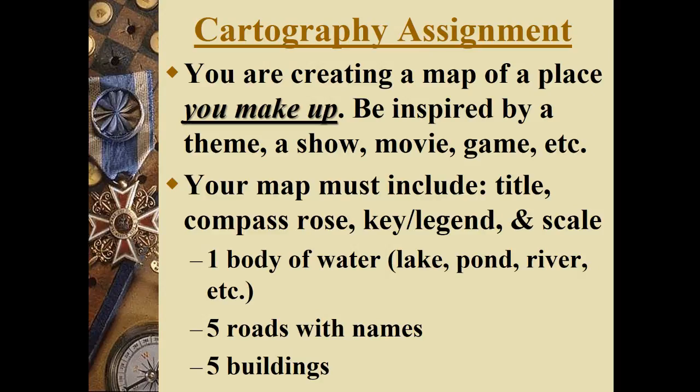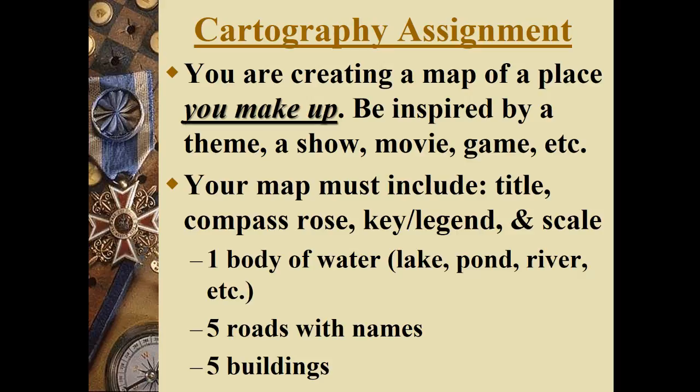Your map must include a title, a compass rose, a key or a legend, and a scale. And also one body of water. It could be a lake, pond, river, whatever. Five roads with names and five buildings. So that's it. Very, very basic stuff. Nothing too complex. But I want to make sure that they're all on the same page. And I know that a lot of them either totally forgot about this stuff, or maybe they weren't taught it or something.